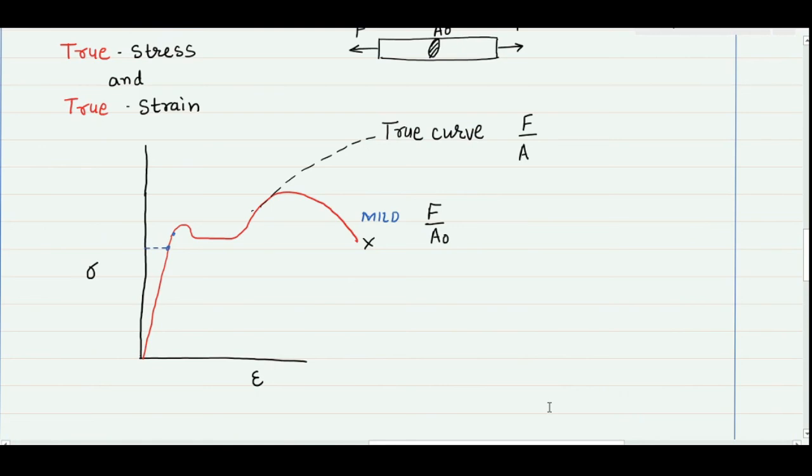After that, let's understand what true stress and true strain are. When we make the stress strain diagram of steel, we initially divide the force value by the initial cross section area. This is the initial cross section area of your bar.